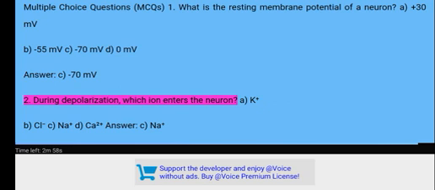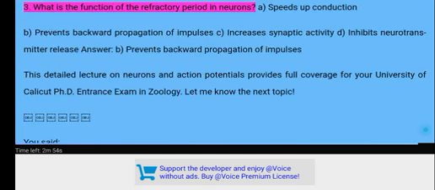2. During depolarization, which ion enters the neuron? A. K+. B. Cl-. C. Na+. D. Ca2+. Answer. C. Na+.